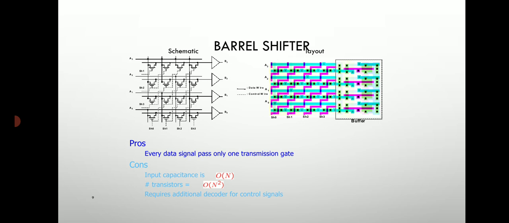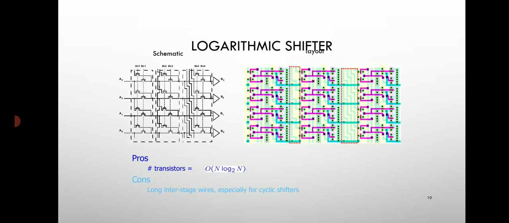The next one is the barrel shifter. In the barrel shifter, every data bit passes through only one transmission gate, and the input capacitance is O of n, the transistor count is O of n squared, and it requires an additional decoder for control signals. The same holds for the logarithmic shifter. It consists of transistors and long interstage wires, especially for cyclic shifters.